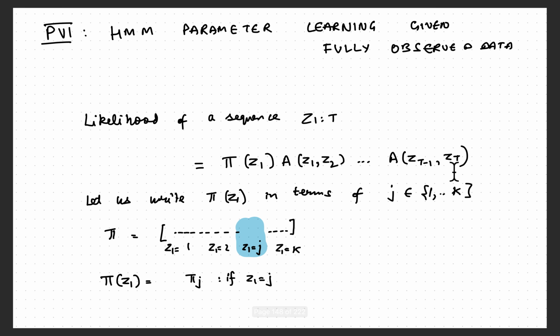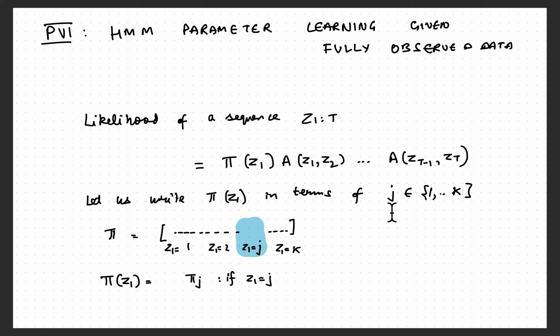So we could be writing, firstly, pi is a vector of length k, where pi j is the probability that the first state, so at the first time instance, the state would be j. Right? So we could write pi of z1 is pi j, which tells the jth entry in this vector if z1 equal to j. Right?